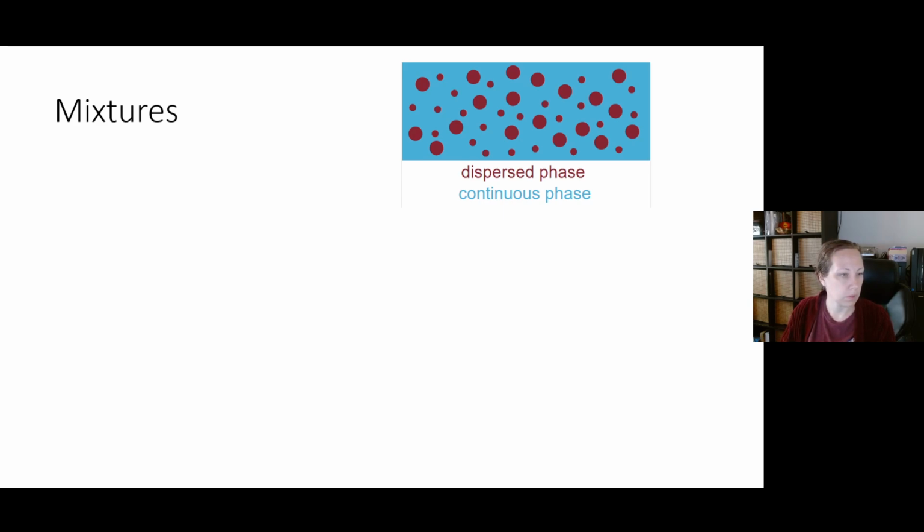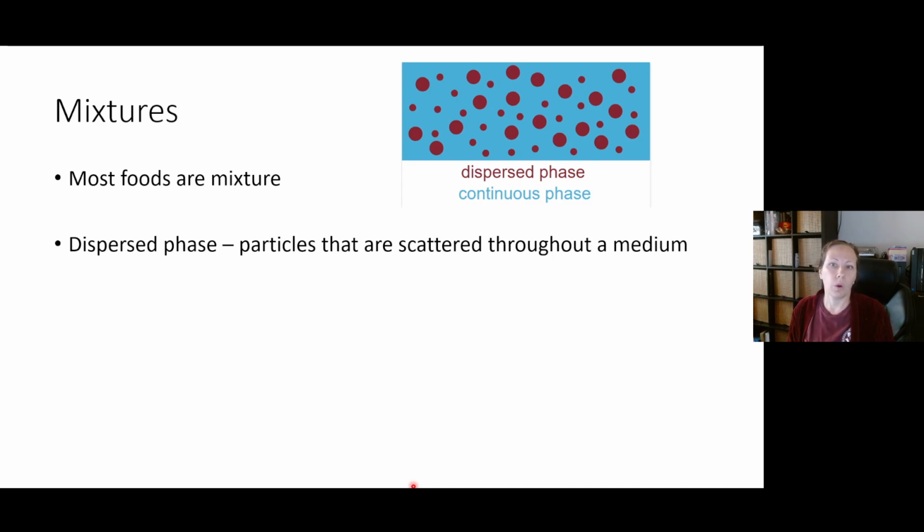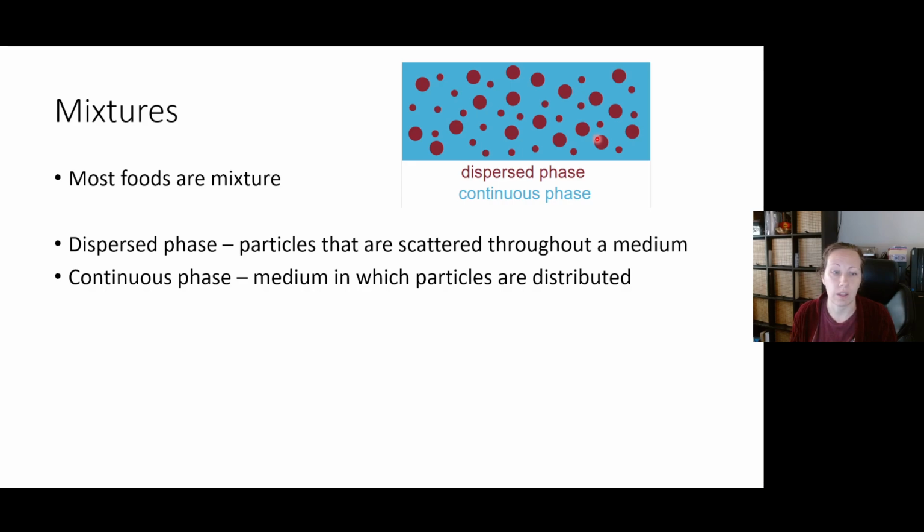So this chapter is on mixtures, and most foods are a mixture. I think we've talked about this somewhat. There's some kind of mixture, and there's different types of mixtures that we'll talk about. Within a mixture, there are always two phases. Okay, no matter what type of mixture it is, there is a dispersed phase, and these are the particles that are scattered throughout the medium. Okay, so this, in the red in this image, is the dispersed phase. And then there is the continuous phase, and that is the medium in which the particles are distributed. Okay, so that is what those particles are in.